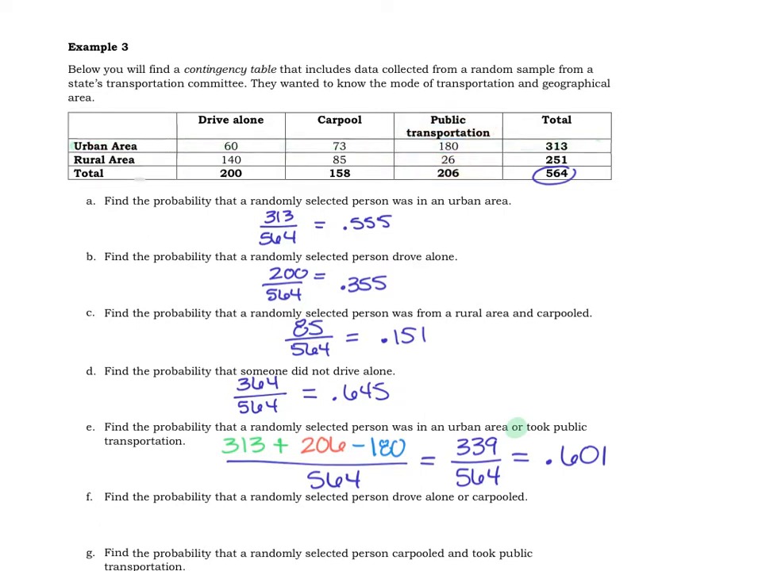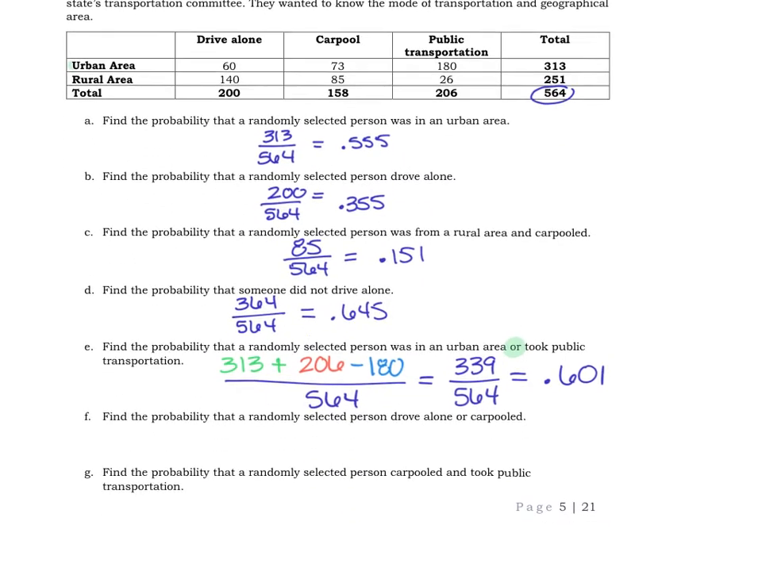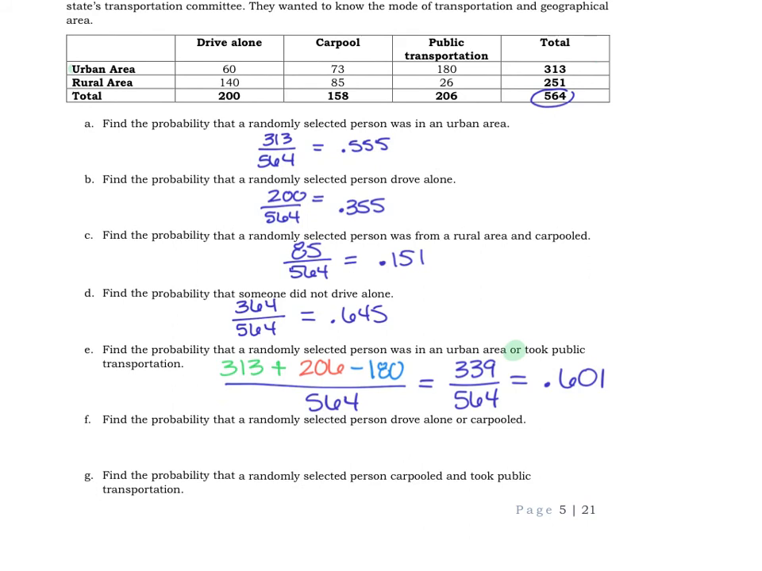All right, erase my highlighting. So we've got a fresh slate here for question F. Find the probability a randomly selected person drove alone or carpooled. Notice there is no overlap in those categories. Those are mutually exclusive events, to use our terminology. There is no need to do any subtraction because there is no overlap. So that's 358 out of the 564 people.